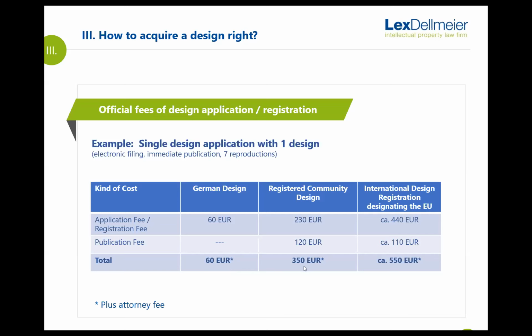With the registered community design, the cost is 350 euro. And for an international design registration designating only the EU, so in the end having the same scope of protection like a registered community design, you pay 550 euro, 200 euro more. That's something that should be taken into account when you come up with your filing strategy.